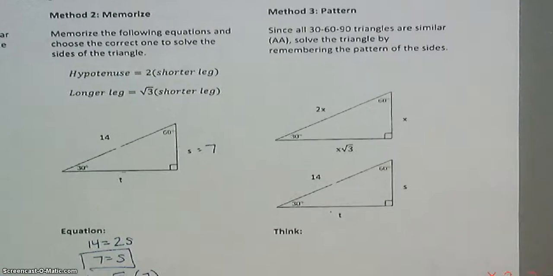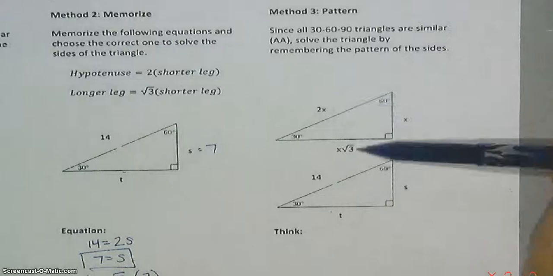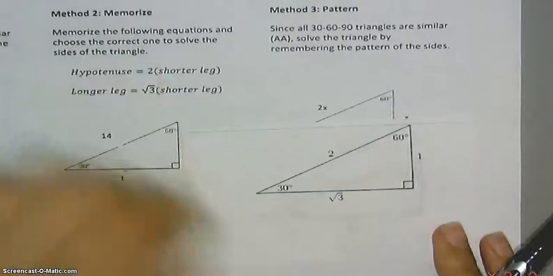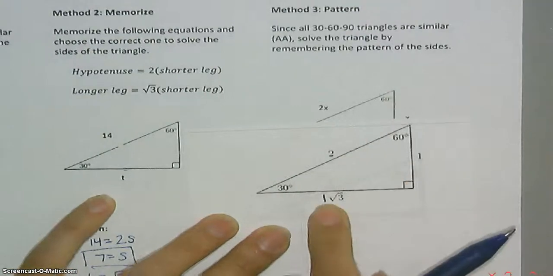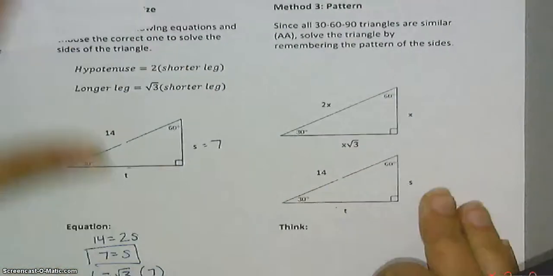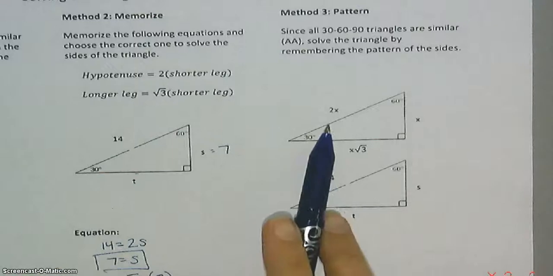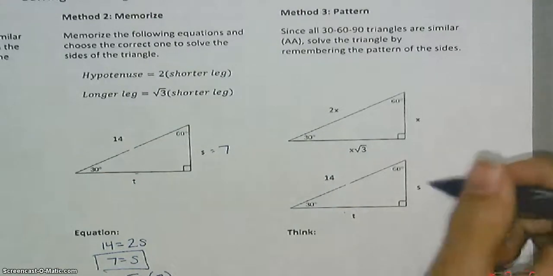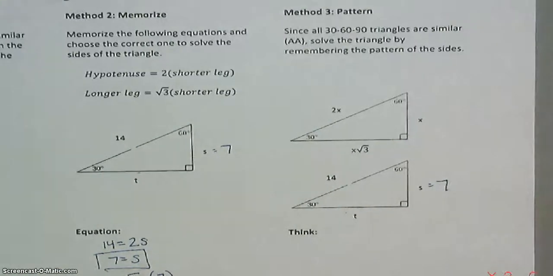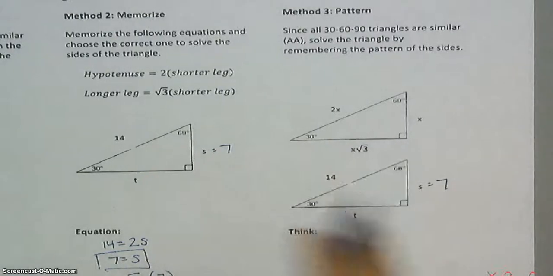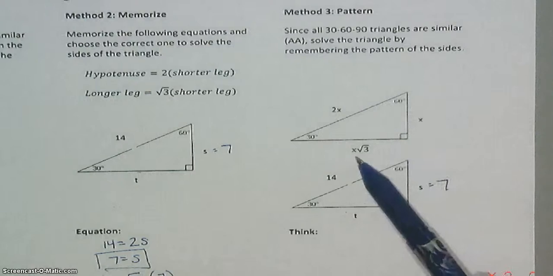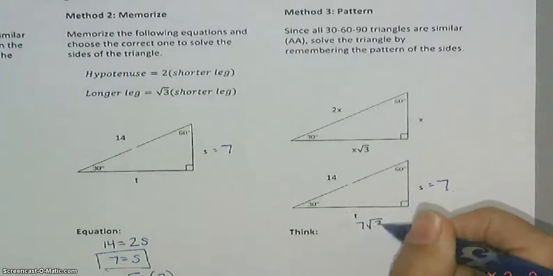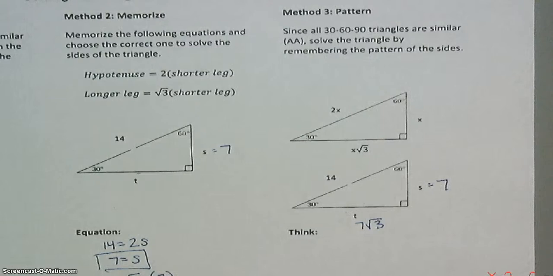Or some of you will be good at the pattern. The pattern is x, double of x, and x root 3. Or if you're thinking about this triangle, it's 1, 2, and 1 root 3. So whatever's here goes here with a root 3. We've got 14. 14 is in the 2 spot. If 14 is in the 2 spot, that means 7's in the 1 spot, because these are double of each other. And then you take whatever's here and you put it with a root 3. 7 root 3. So that's using the pattern.